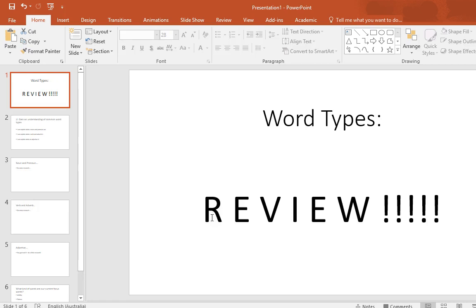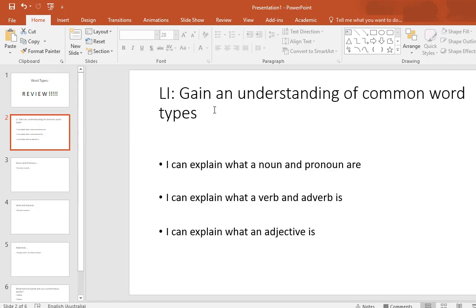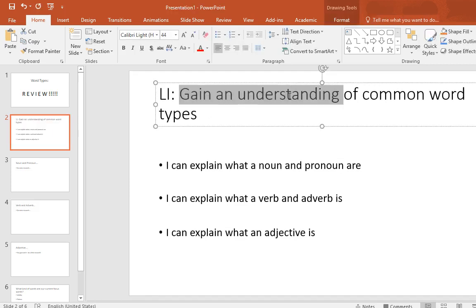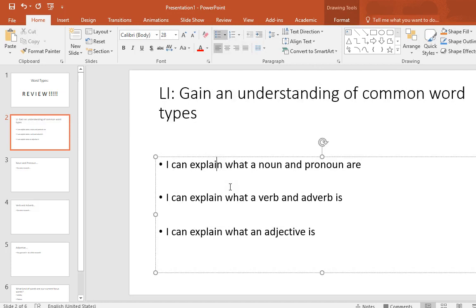And it is knowledge well worth revisiting, especially when we're trying to increase our vocabulary. If we know what types of words we're dealing with, that's only going to strengthen our vocab as we go. So our learning intention for today is to gain an understanding of common word types. Now this will all start to sound familiar very soon, I'm sure. So your first success criteria is I can explain what a noun and a pronoun are.